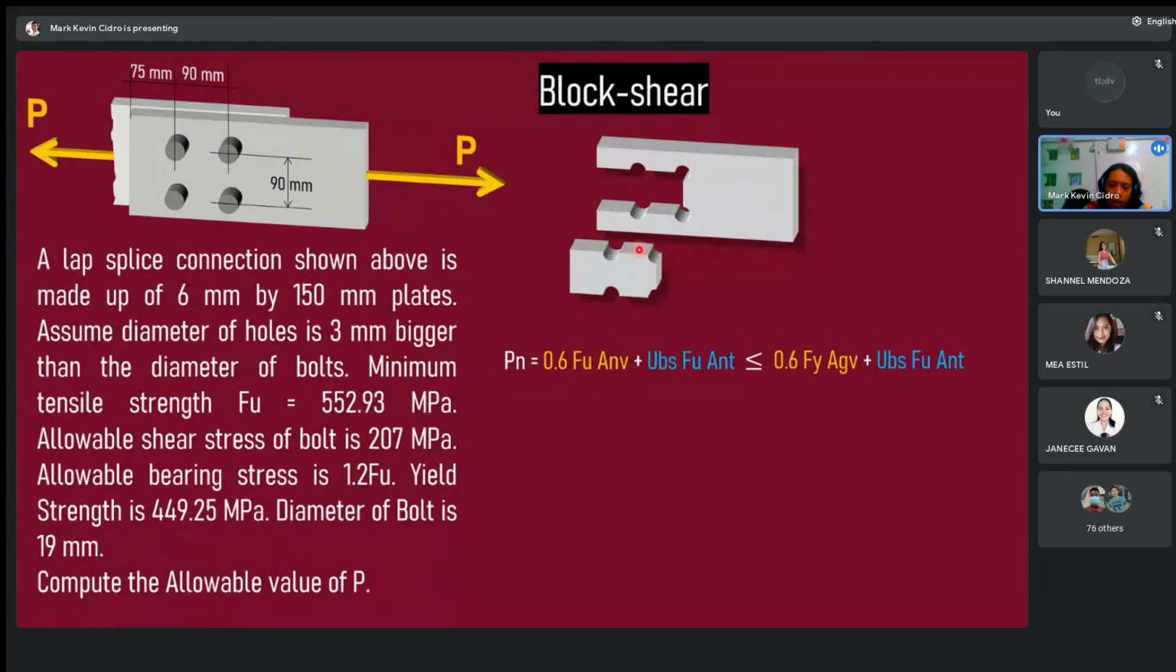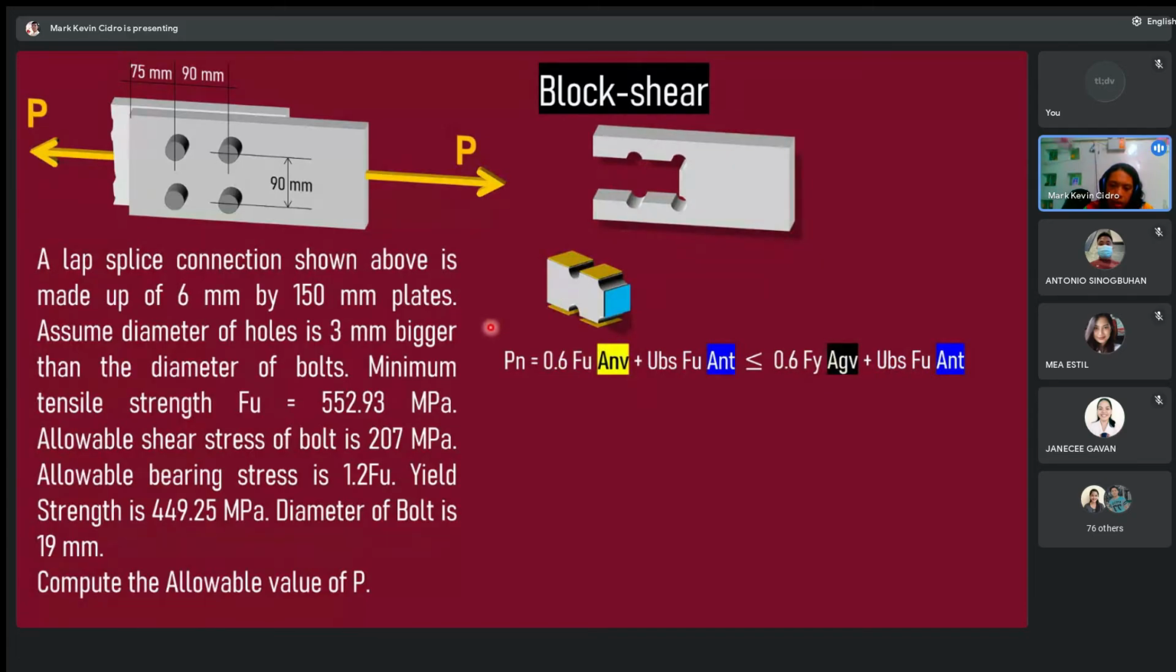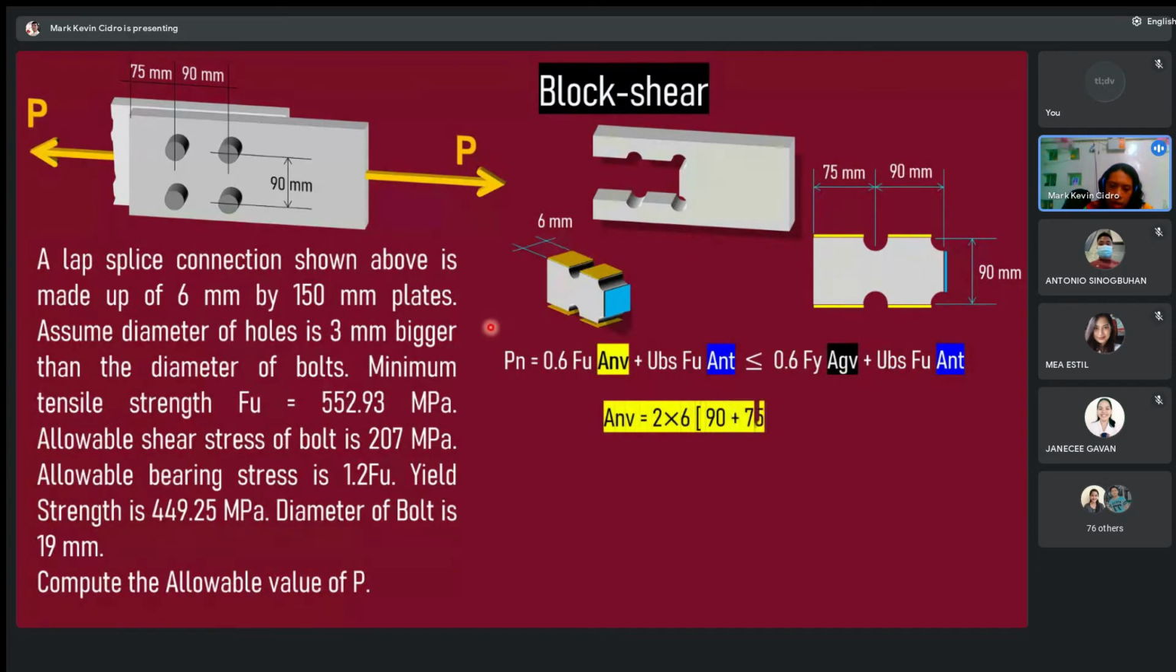Take note, these forces right here, these are stresses, shear stresses. So this is the yellow, di ba, color coded ko. Then this is the tension, the blue. Reaction, they are oppositely directed but they are the same magnitude. Okay. Now let's talk about the areas. So A and V, that would be 2 times 6. Times 6, that's the width, times the net length.